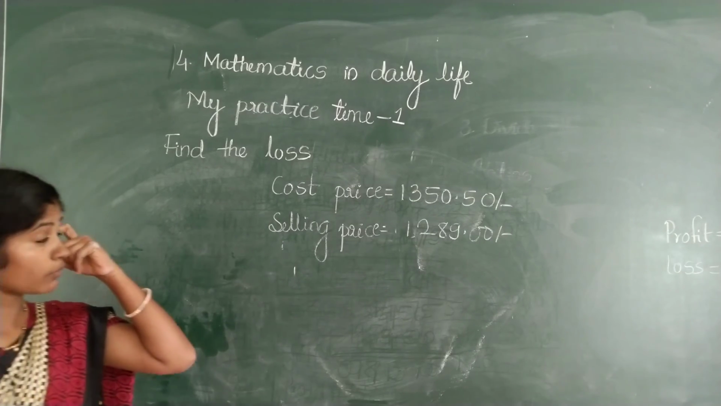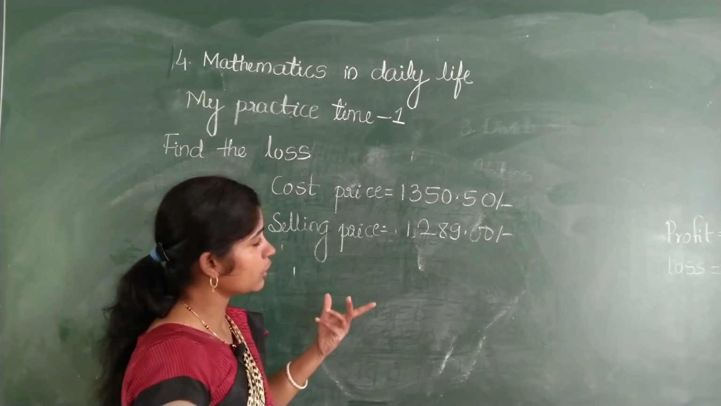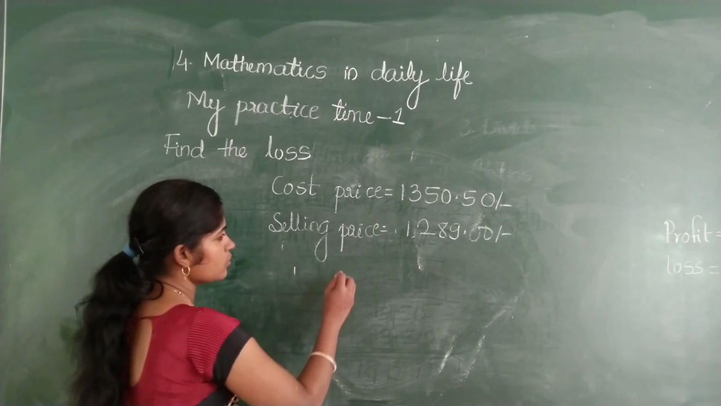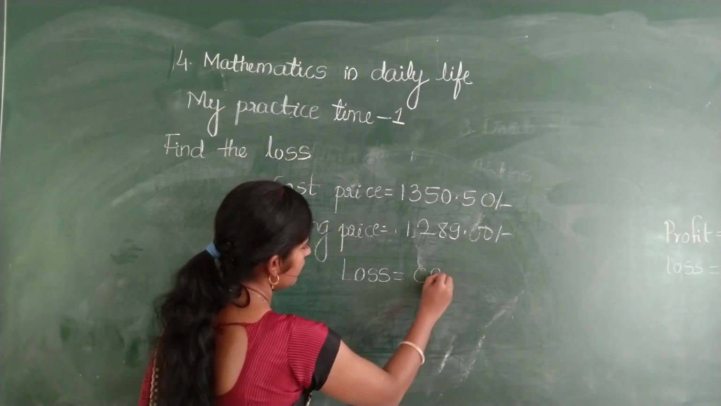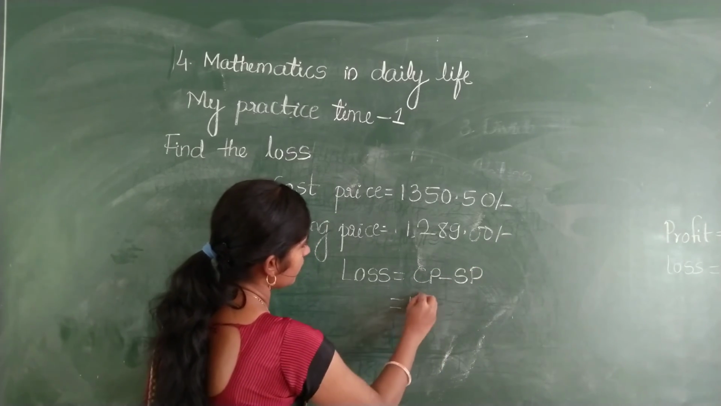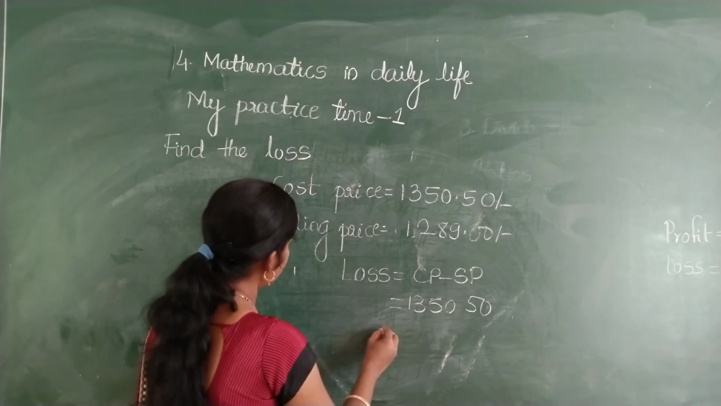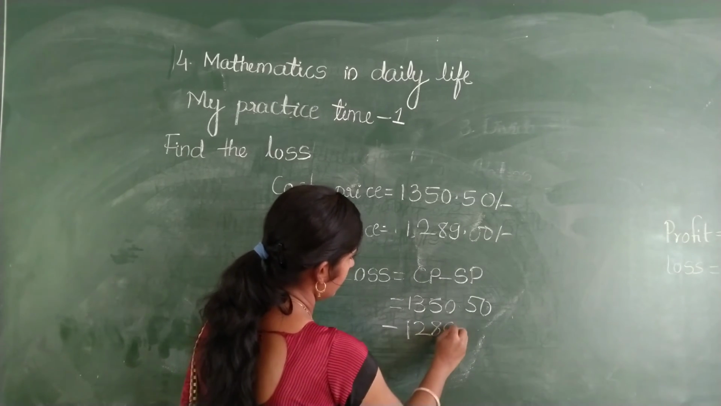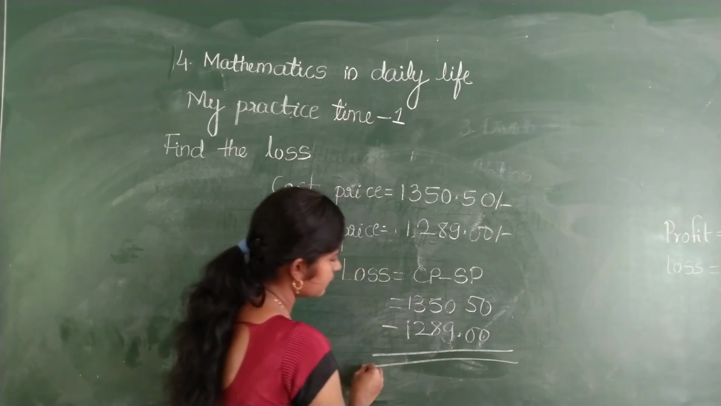First he purchased it for 1350 rupees, and afterwards he sold it for 1289, and he got a loss. Okay, so what is the formula? Loss is equal to CP minus SP. So what is the CP? CP is 1350 rupees 50 paise, and selling price is 1289 rupees. Okay, so see what to do here. Here you have to subtract.